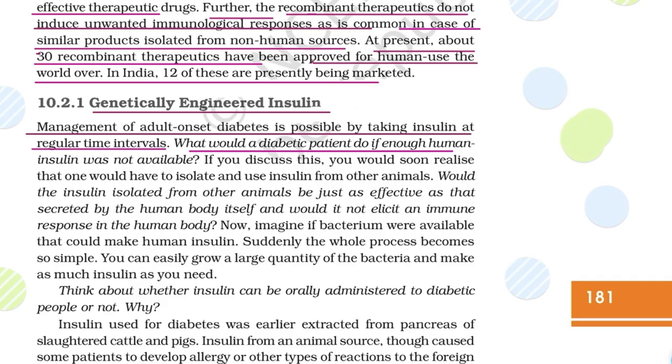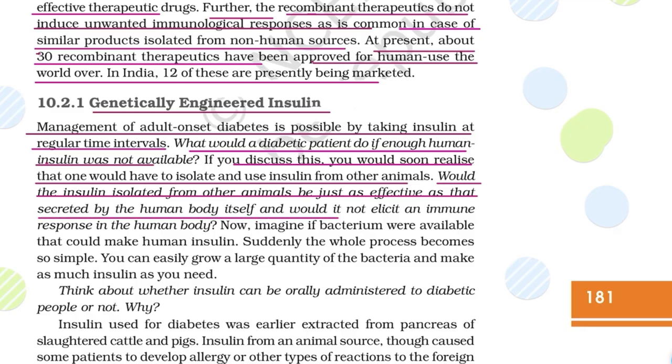What would a diabetic patient do if enough human insulin was not available? If you discuss this, you would soon realize that one would have to isolate and use insulin from other animals. Would the insulin isolated from other animals be just as effective as that secreted by the human body itself, and would it not elicit an immune response in the human body?